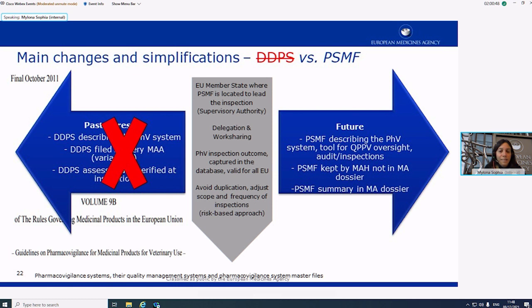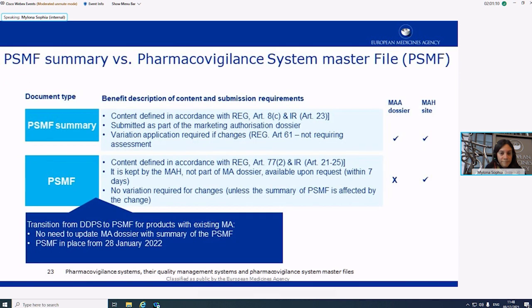So that's why it's kept at the site of the market authorization holder, and the QPV, of course, should have access. What goes in the dossier instead is the PSMF summary, the summary of the pharmacovigilance system master file. And maybe we can see in the next slide a bit more to highlight the differences. So you do have the content of the PSMF summary, and we will go into detail.